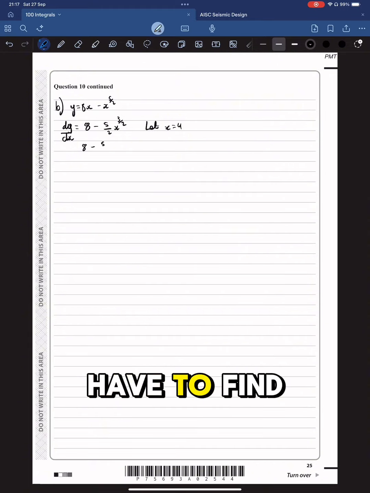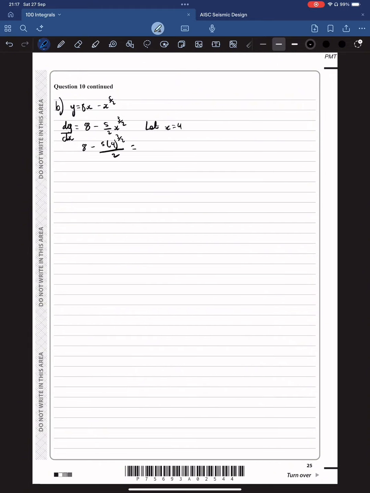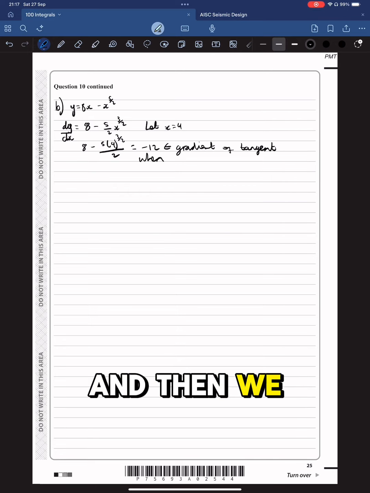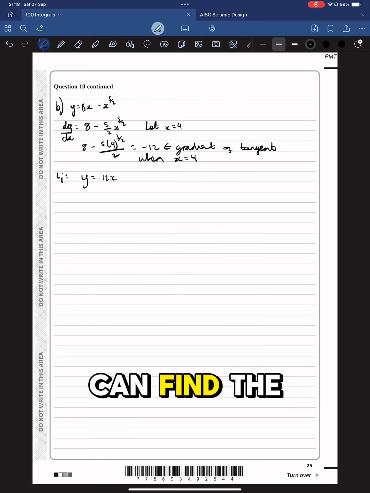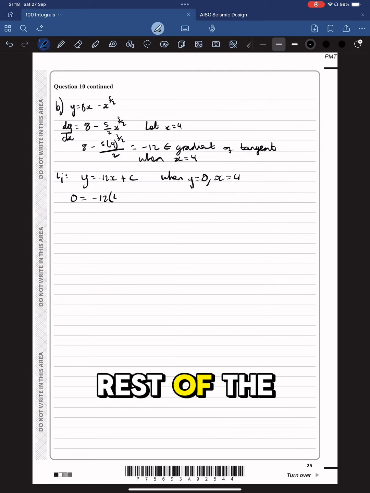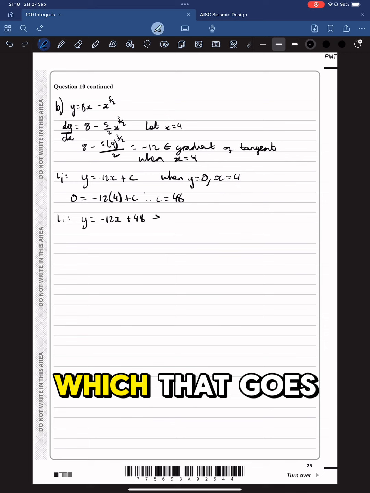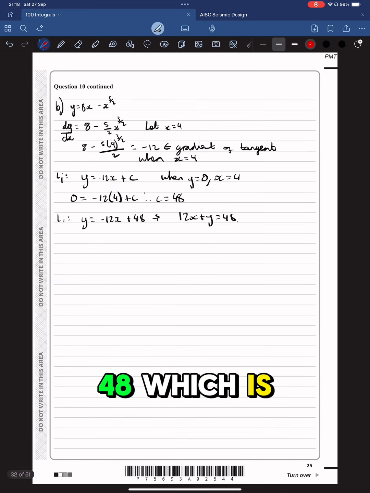Now we have to find the gradient of that first line, where we differentiate y = 8x - x^(5/2) to find the gradient. Then we sub everything in. Once we find that, we can find the full equation of line 1, and it enables us to solve the rest of the question. So we find c is 48, which goes straight in if you look. So 12x + y = 48, which is perfect.